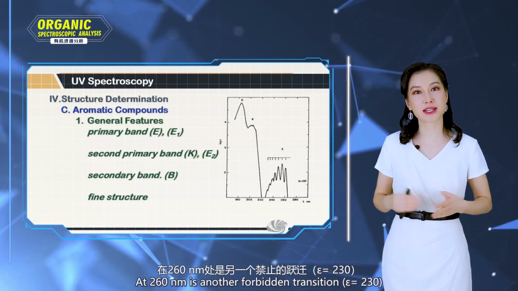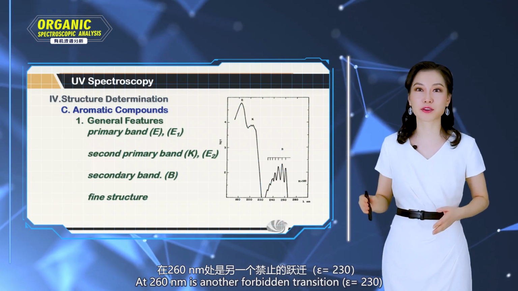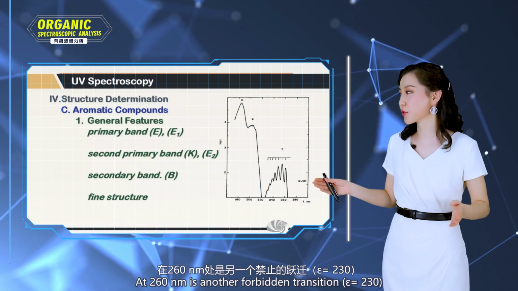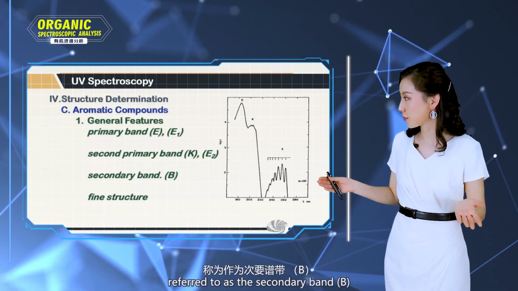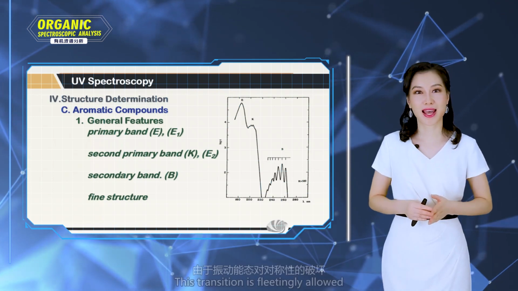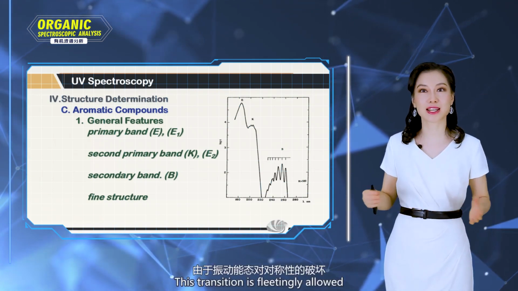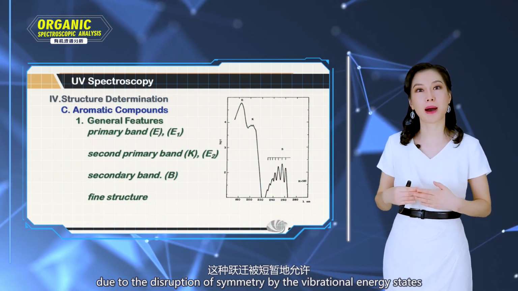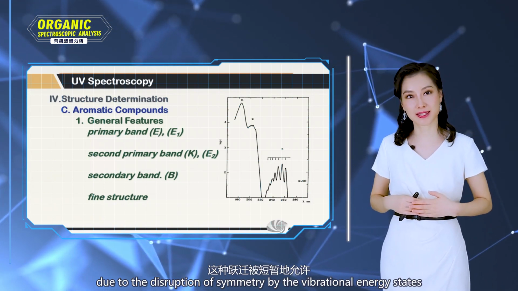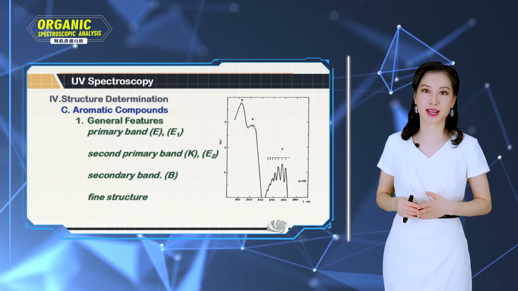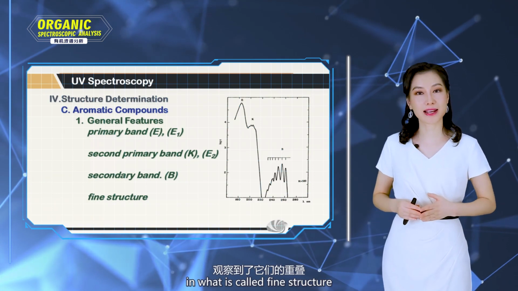At 260 nanometers is another forbidden transition. Epsilon is equal to 230, referred to as the secondary band, B. This transition is fleetingly allowed due to the disruption of symmetry by vibrational energy states, and the overlap of which is observed in what is called fine structure.